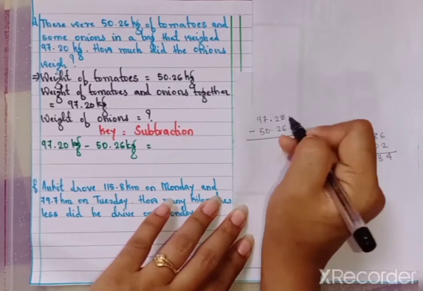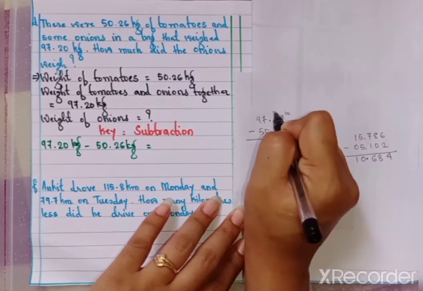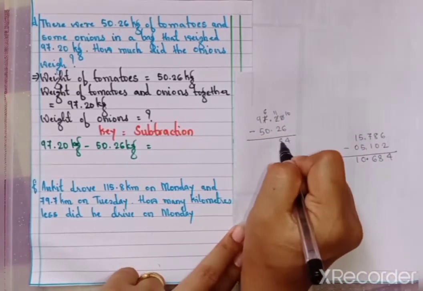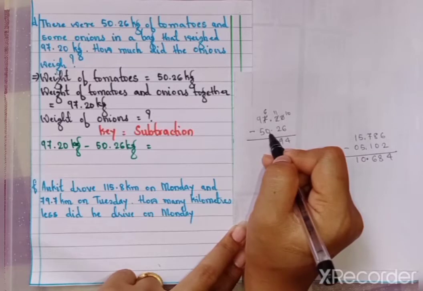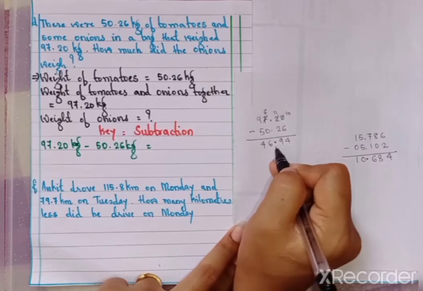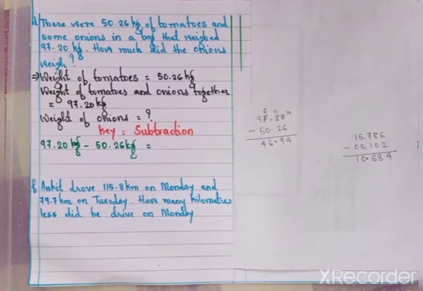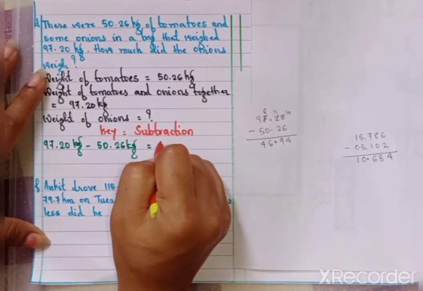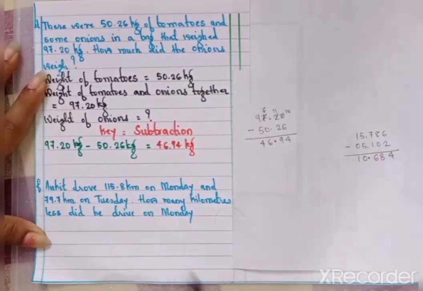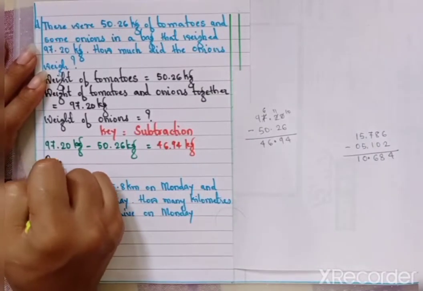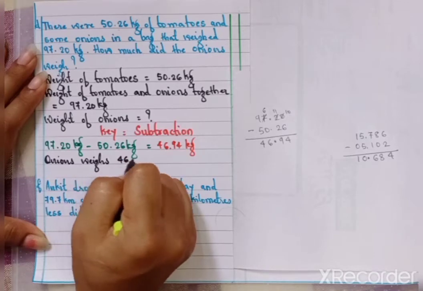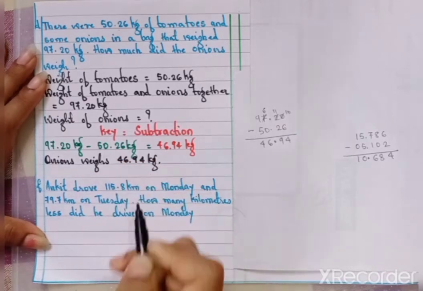50.26. You see, from 10, 6 goes out, remains 4. This will become 11 and this will become 6. From 11, 2 goes out, remains 9. Put the decimal point. From 6, 0 goes out, remains 6. From 9, 5 goes out, remains 4. Therefore, the difference obtained is 46.94. So, therefore, onions weigh 46.94 kg, and hence the solution.